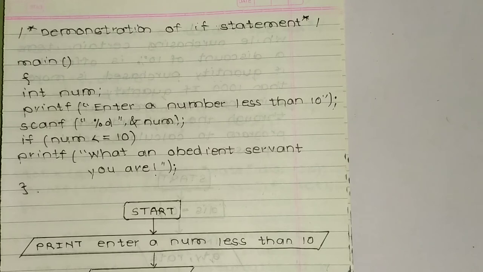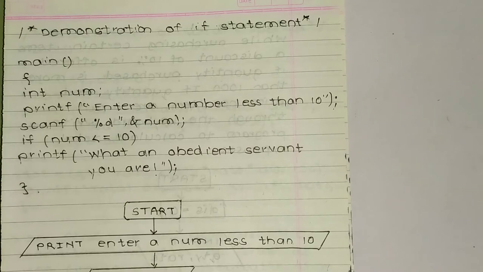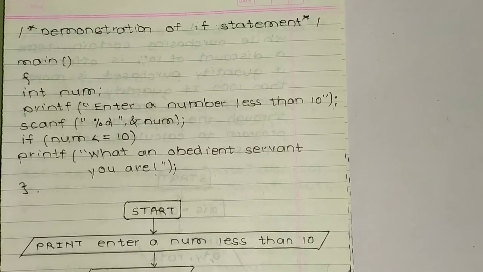So first we entered a number which is less than 10. Then we scanned that number using %d and &num, that is the scanf function. Then we compared that number. We verified that the number is less than 10, and then we printed "What an obedient servant you are". That means your number is right, and that is what we have printed.